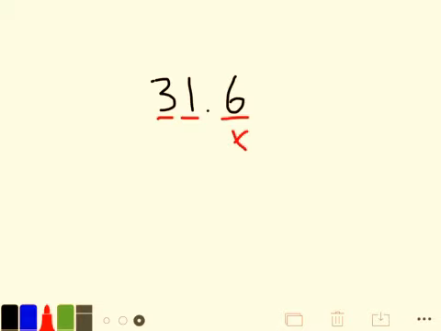So last time we looked at a number like 31.6, and we discussed in that video that the 3 is in the tens place, the 1 is in the ones place, and the 6 is in the tenths place. And I wrote this out for you, T-E-N-T-H-S, tenths place.